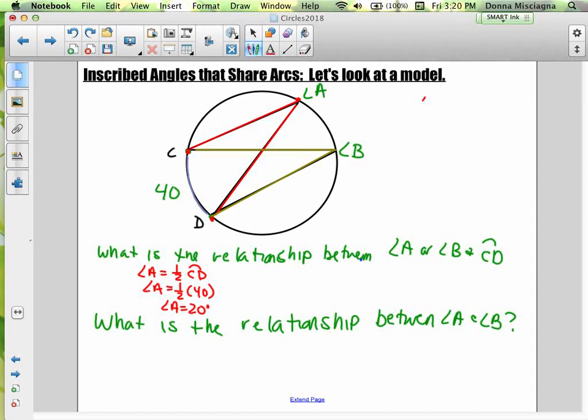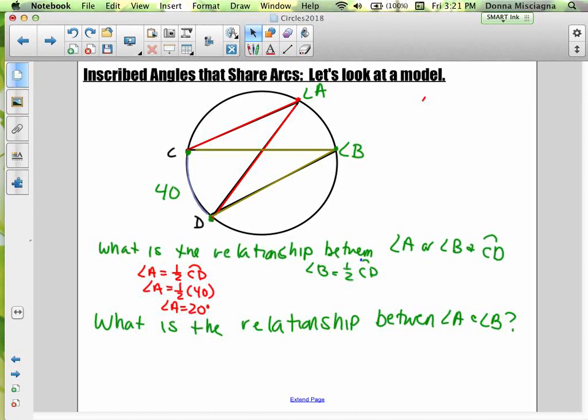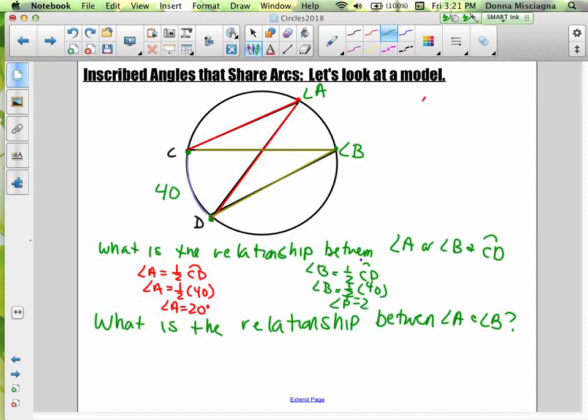Angle B, here's the vertex. Here's where it intersects the circle. All right, so angle B is an inscribed angle. We know the inscribed angle is half the arc, so angle B is equal to half of arc CD. The measure of arc CD is 40 degrees, which means angle B is 20 degrees.